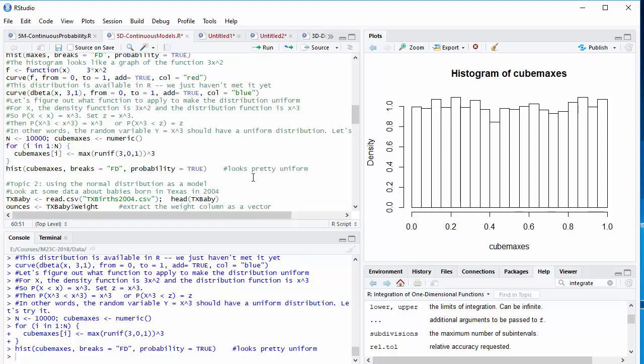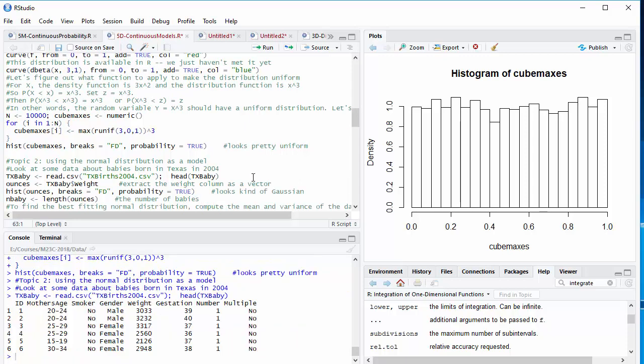Next, let's start looking into the normal distribution. This is a lead-in eventually to the central limit theorem, and what we're going to start with is Texas babies. So we'll read in a file that contains the weights and other data about babies born in Texas back in 2004. There might well be an interesting term project in here because the gender of the baby is specified, whether or not the mother was a smoker, how old the mother is, and so on. But we're only interested in the weights.